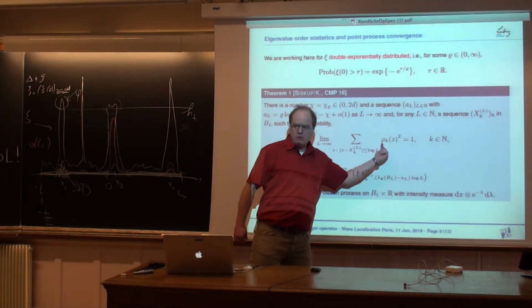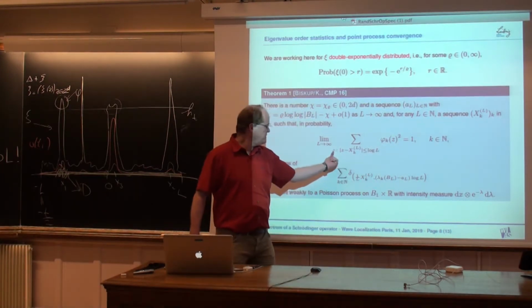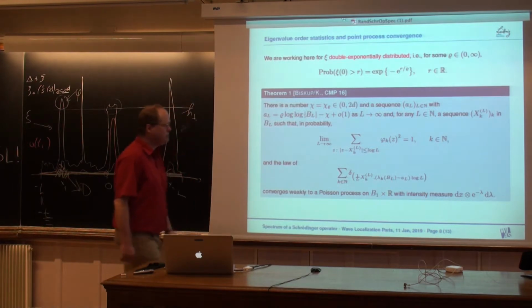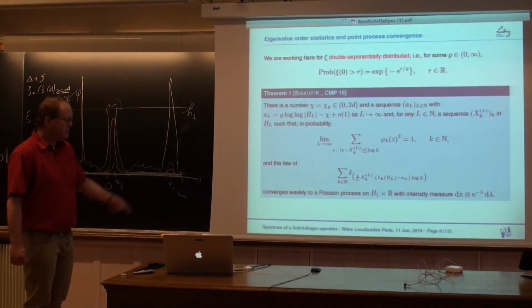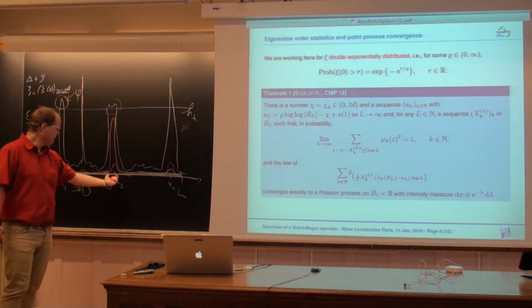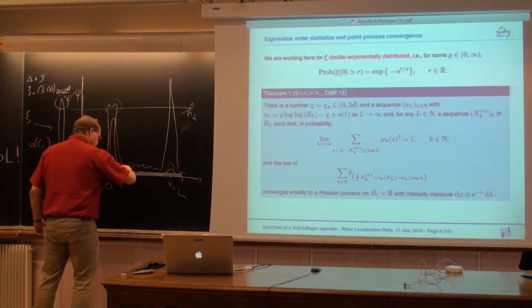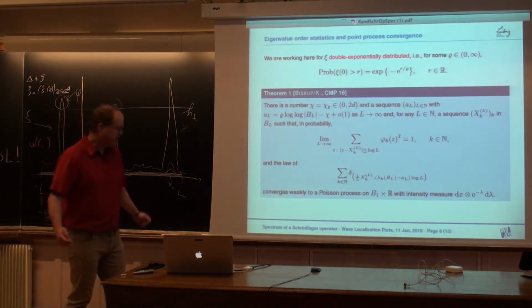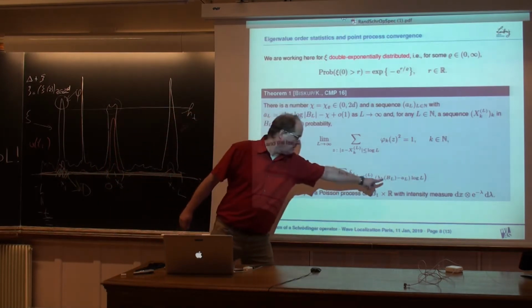The L2 norm, they are L2 normalized, of course, no? But if I take the sum of them only in the log L neighborhood around the localization center, then I still get 1 in the limit t to infinity. This corresponds to the picture here. So if I take such a box here, then the total mass of the eigenfunction is already 1 for each k.